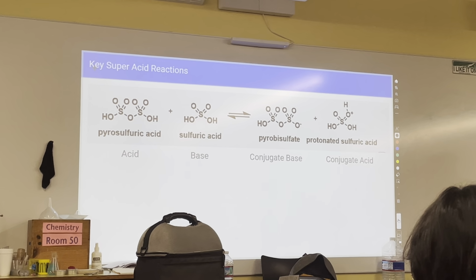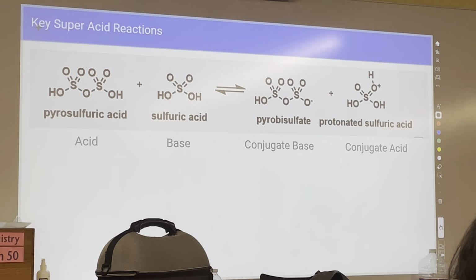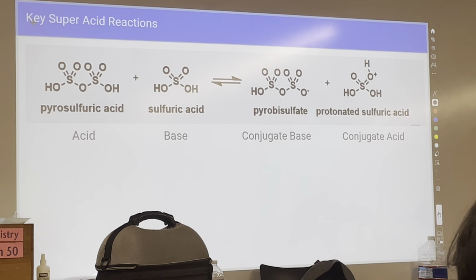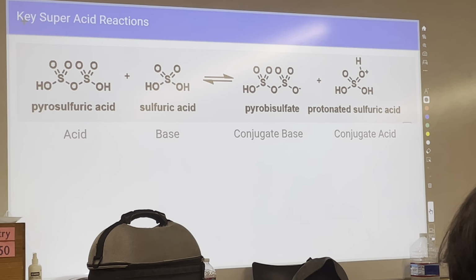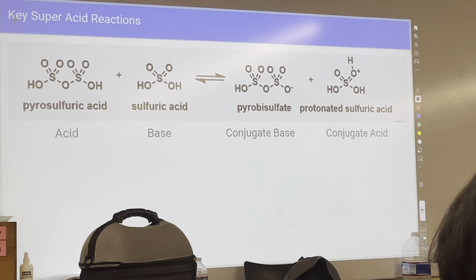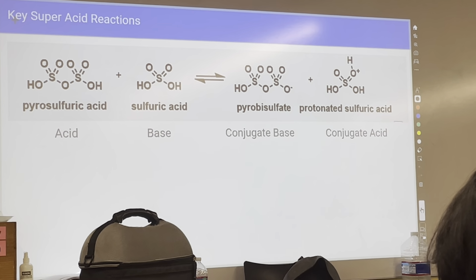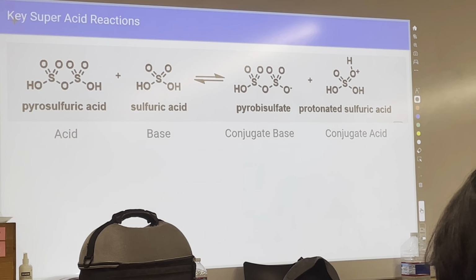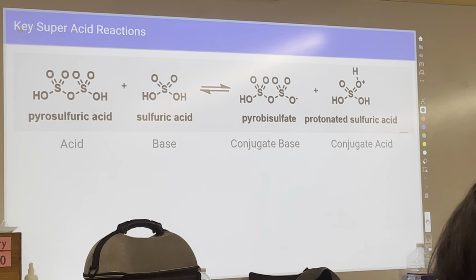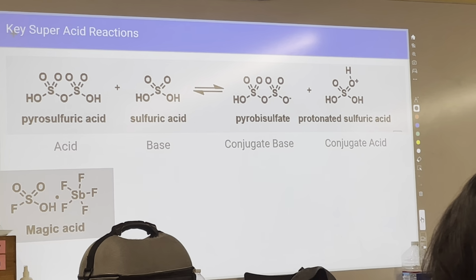Yes, that is possible. So basically, if you have two acids reacting, and you have one acid that's 10 to 20 times stronger than the other, that acid will overpower the other acid and protonate it. So as you can see right here, pyrosulfuric acid protonates sulfuric acid, and so sulfuric acid by definition is the base in this reaction. So don't let strong or weak acid labels define what you put as an acid in a reaction.